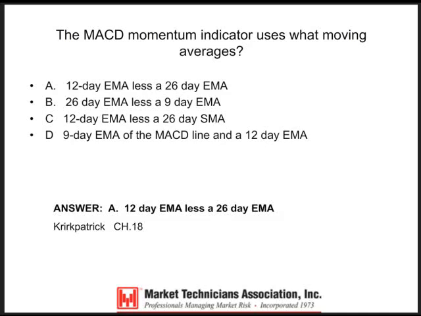Yeah, so your MACD, you need to know how the momentum indicator is constructed, and the best answer here is the 12-day and 26-day, and it's the exponential moving averages. So you know the simple moving average, letter C, is incorrect, and the 12-day and 9-day is not correct. The 9-day is usually the smoothing of the MACD. So the best answer here again is A.